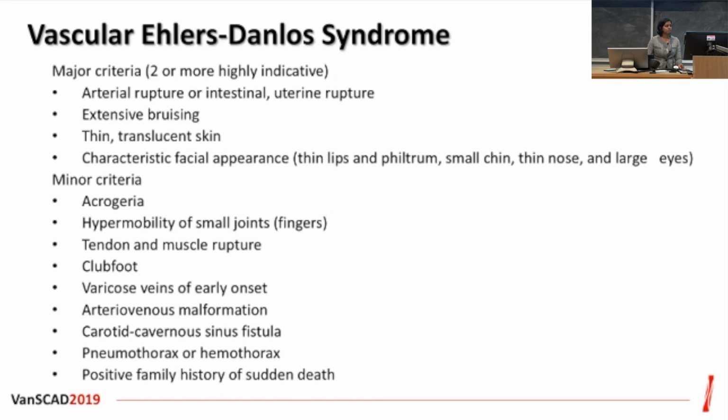For vascular Ehlers-Danlos syndrome, there are some things that are very key features. So arterial ruptures, intestinal uterine ruptures, so rupture of a hollow organ, extensive bruising. There's a description of a characteristic facial appearance with thin lips, small chin, thin nose, large eyes, but it's not very specific. I would say for vascular Ehlers-Danlos, this is due to mutations in collagen 3A1. This is one that there can be really not very much on your exam and the screening. But certainly if you see these features that are described here, it should serve as a red flag.